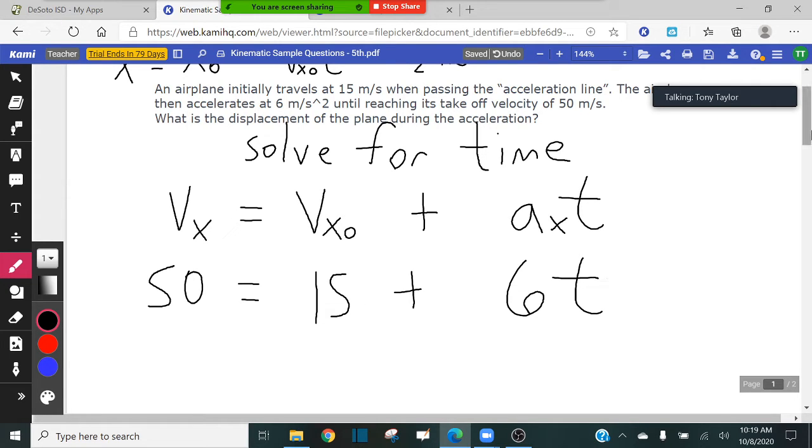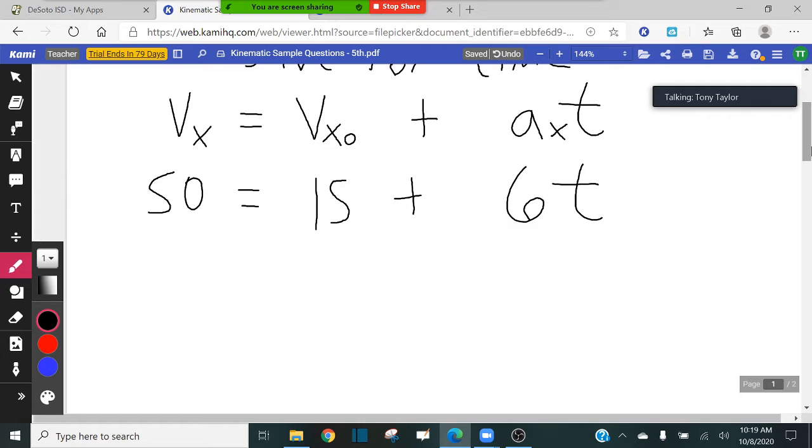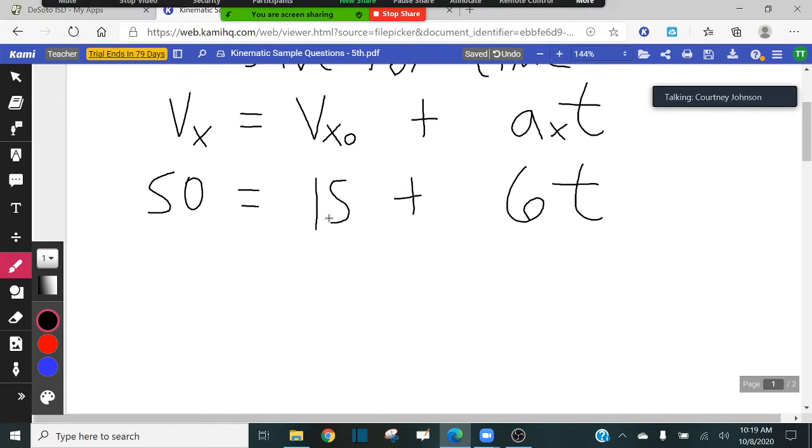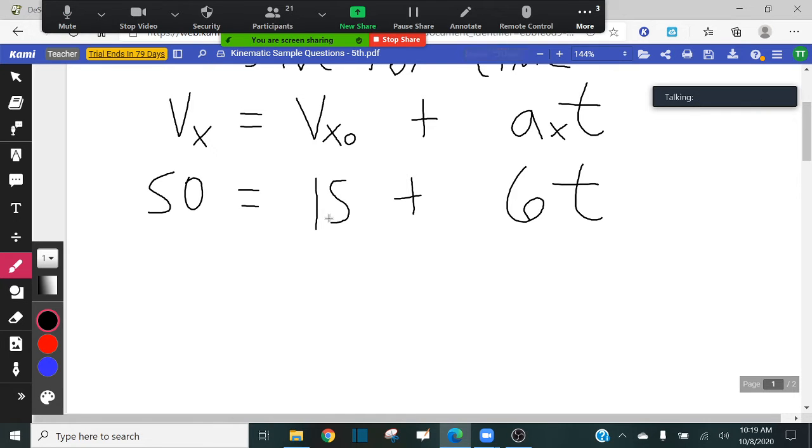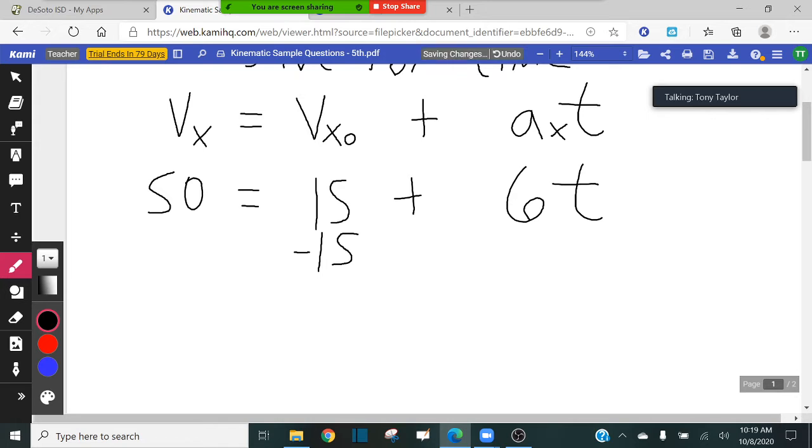Now, guys, how do I solve this equation for t? I want to get t by itself. Someone tell me, the first thing, what do I need to do? I need to get rid of this 15. How do I get rid of that 15 to the other side? Let's subtract 15 from both sides. Exactly. You're going to subtract 15. That goes away. Whatever you do to one side, you have to do to the other. So 50 minus 15 is equivalent to 35. So this means 35 is equal to 6t.